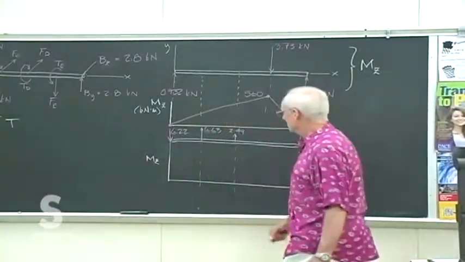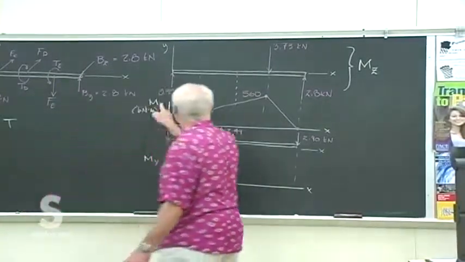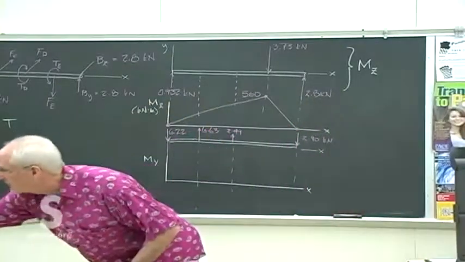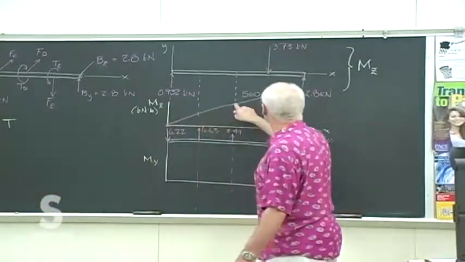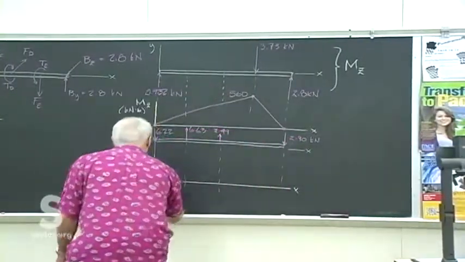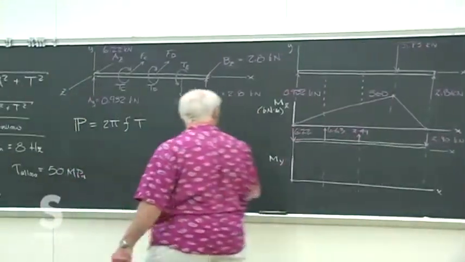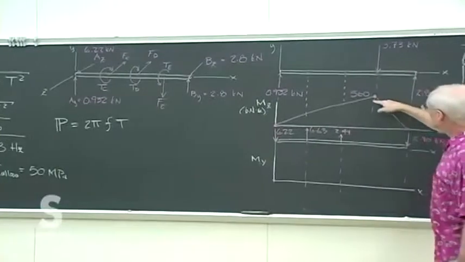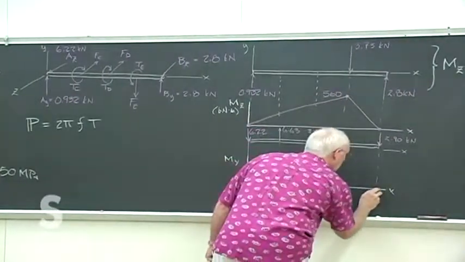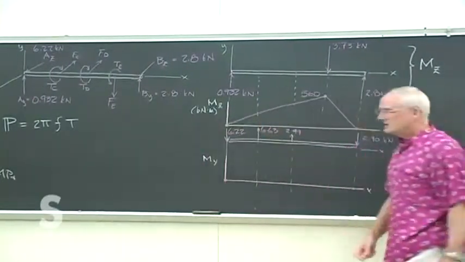We can put the two together. Sorry, this should be MY. We'll put MZ and MY together in at least the three obvious places where the three gears are, and then make our estimate for what the total moment should be. Remember, we're going to combine the components MZ and MY to get M, and then we put that in the equation. All right. No moment at the two ends.